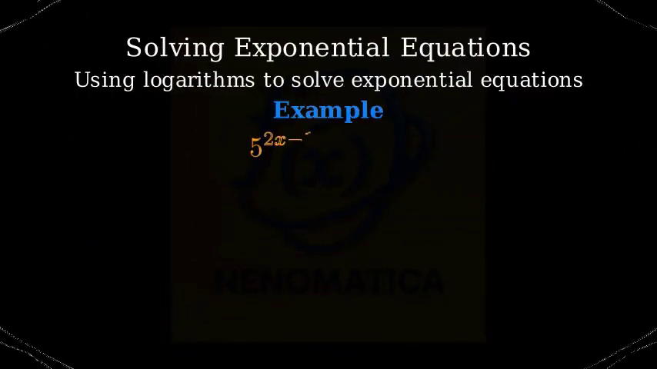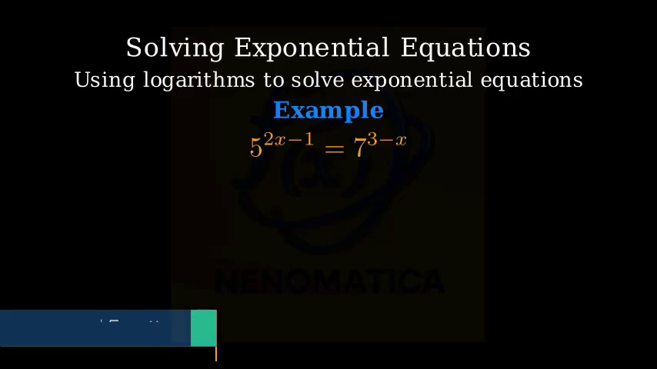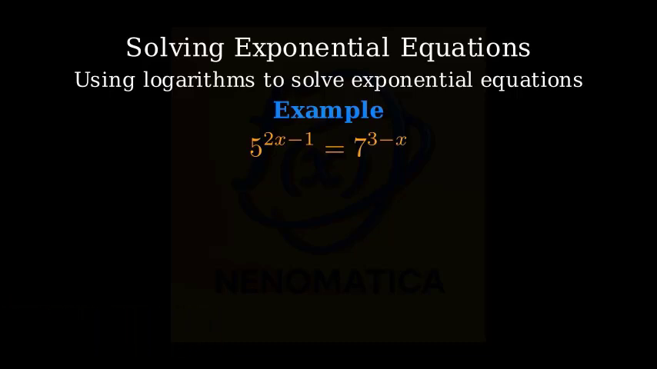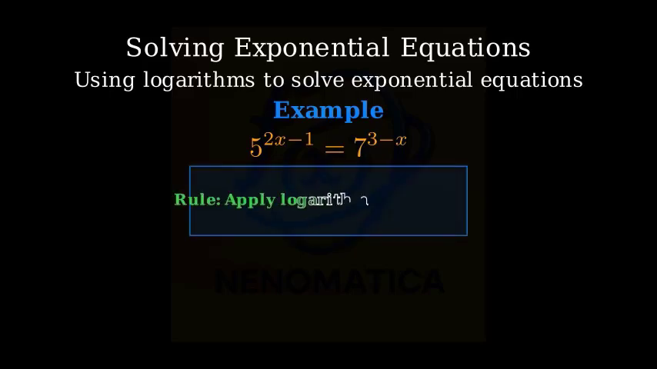Let's look at our example problem. We need to solve the exponential equation 5 raised to the power of 2x minus 1 equals 7 raised to the power of 3 minus x. To solve this exponential equation, we need to get rid of the exponents. One way is to apply the logarithm to both sides of the equation.